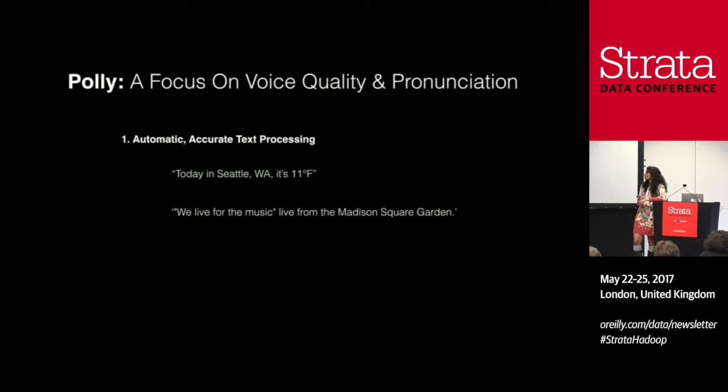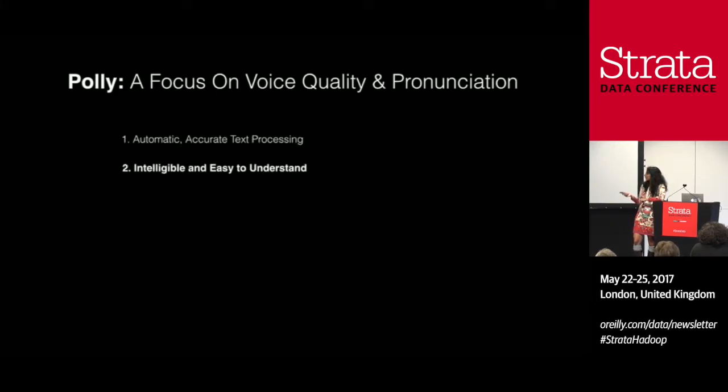We live for the music live from the Madison Square Garden. Right, so English is a complex language, right? So the pronunciation changes depending on the context and whether it's a verb or a noun. So these are already built in. So Polly tries to disambiguate whenever it can. How much wood would a woodchuck chuck if a woodchuck could chuck wood? Right, so I wouldn't even try to say that.